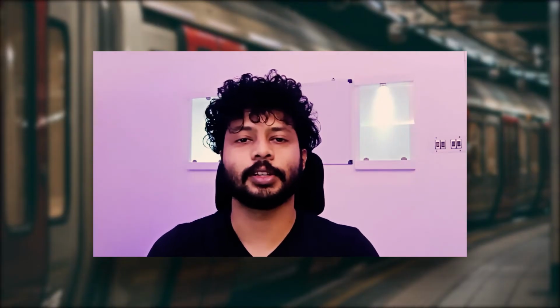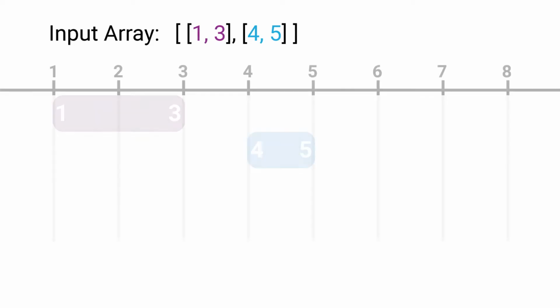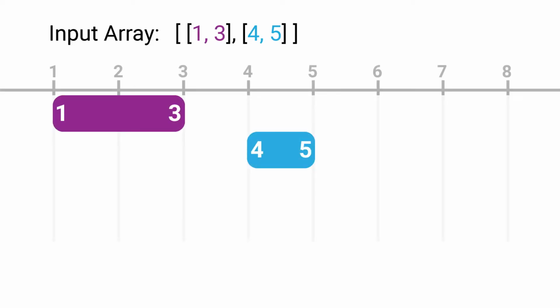The first scenario is the two intervals are completely disjoint. In this case, we don't have to do anything. We will have both these intervals in the output array.